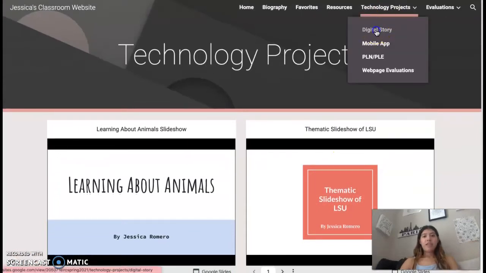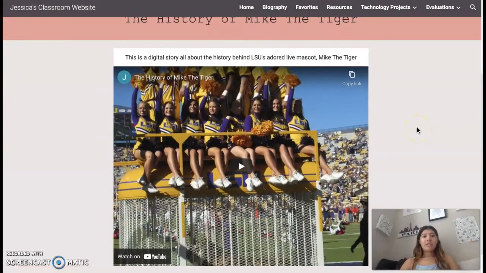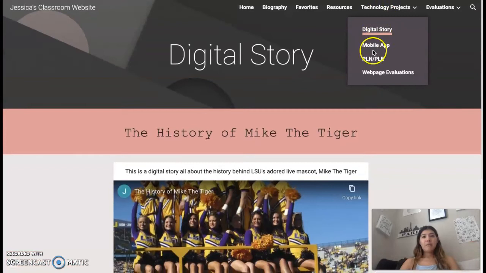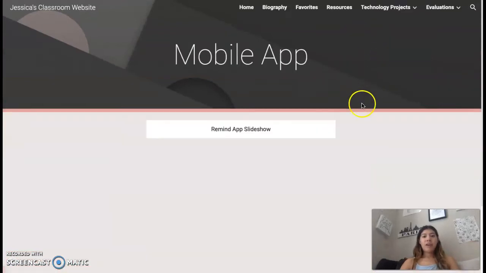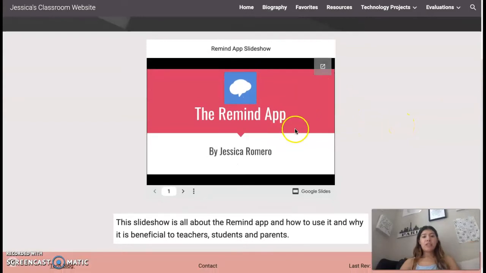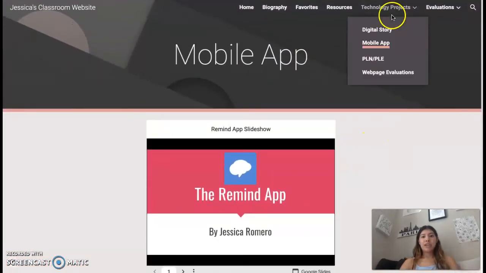And then on my digital story, I have the history of Mike the Tiger and just a little description of what it is. And then the mobile app, I had the Remind app, and so this just has like why it's useful, things about the app, and then another little description.